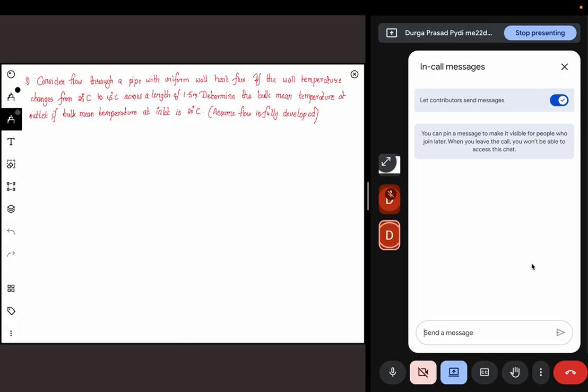Consider you have a flow through a pipe with uniform wall heat flux. If the wall temperature is changing from 25 to 45 across a length of 1.5 meters, determine the bulk mean temperature at the outlet if the bulk mean temperature at inlet is 20 degrees Celsius. So the wall temperature at inlet and outlet and the bulk mean temperature at inlet are given, and you're asked to find the bulk mean temperature at the outlet. And we do not know the net heat flux that is added. How will you go about solving this? Assume that all the properties are measured in fully developed conditions.